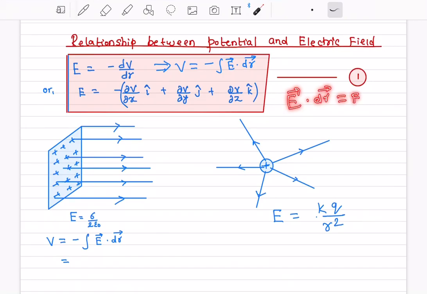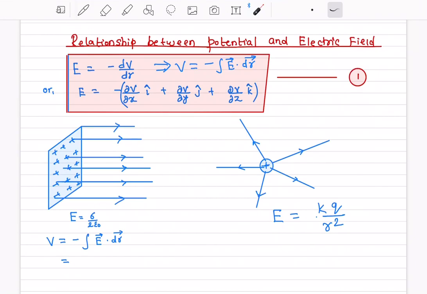And just to remind you, the dot product E dot dr is defined as E dr times cosine theta, where theta is the angle between the electric field and the position vector. So let me give you an example here.